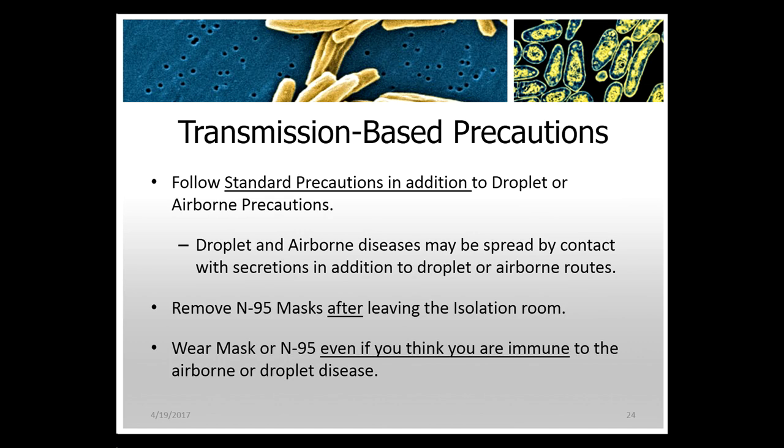In addition to following the droplet or airborne precautions, you also need to follow the standard precautions, because these illnesses can be transmitted by both direct and indirect contact and by airborne or droplet nuclei. The only exception would be tuberculosis, because that's only transmitted by airborne process in our clinic setting. Remove the N95 after you've left the isolation room. And even if you think you're immune to an illness, you should still wear the protective gear of the mask, goggles, and the N95. Next slide, please.